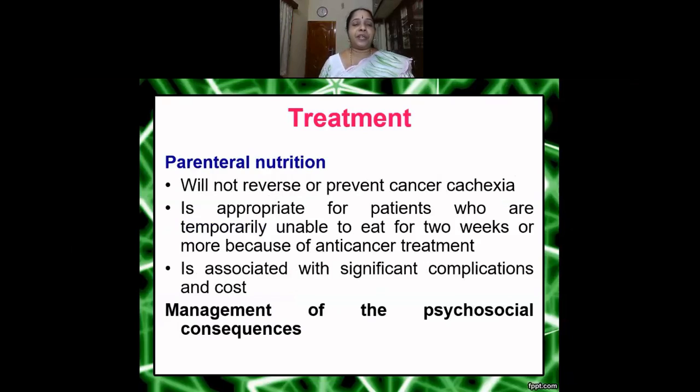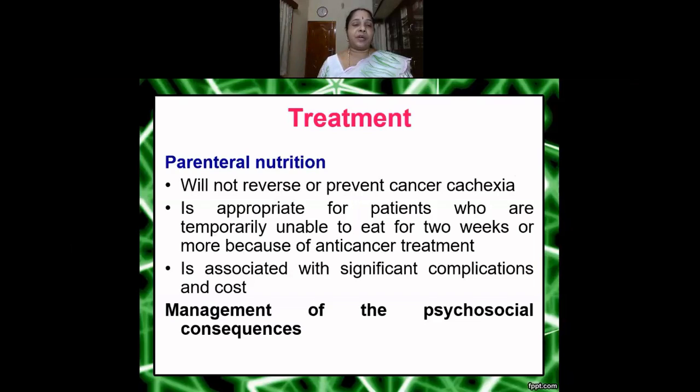Parenteral nutrition is intravenous feeding. This will not reverse or prevent cancer cachexia. It is appropriate for patients who are temporarily unable to eat. So it can be given only for a short period of time. It cannot be given for a long period of time, up to 2 weeks or more, because of anti-cancer treatment. So parenteral nutrition or intravenous feeding can be given to patients only for a short period of time. It is associated with significant complications, and also it is costly, expensive.